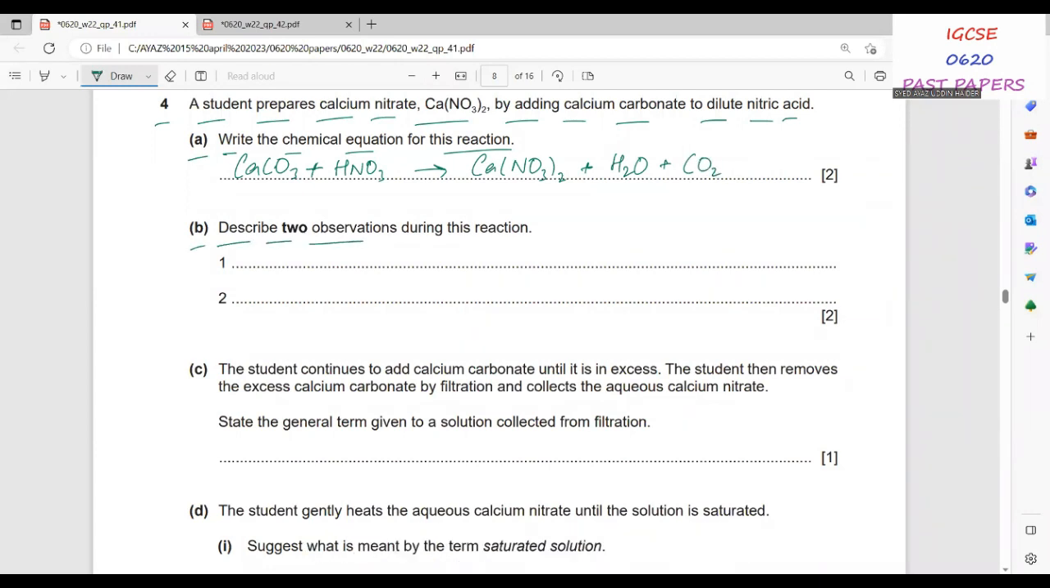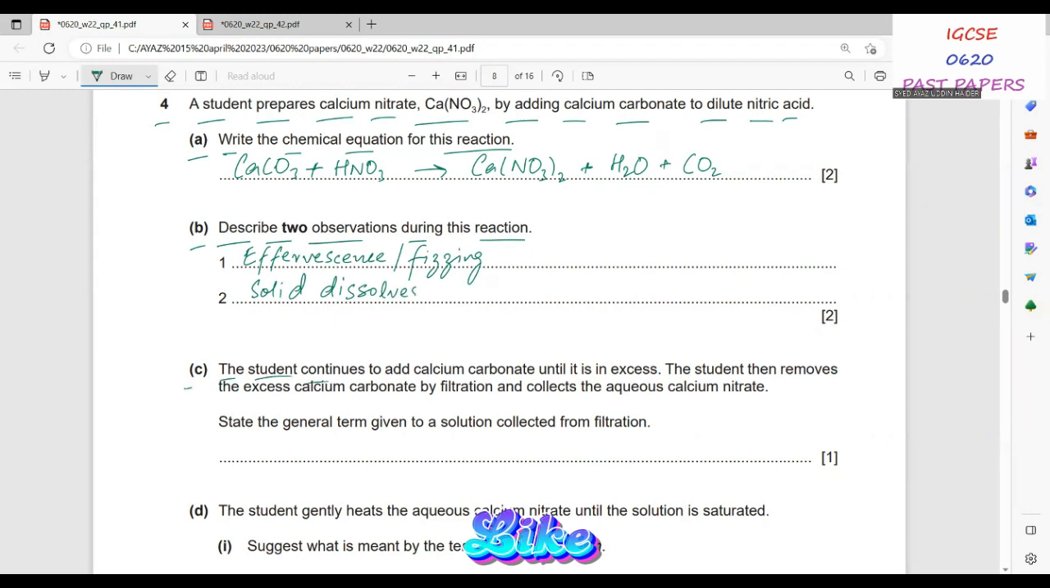B. Describe 2 observations during this reaction. This is a reaction between metal carbonate and acid. So effervescence or fizzing will be the common one. Number 2, solid disappears or dissolves.